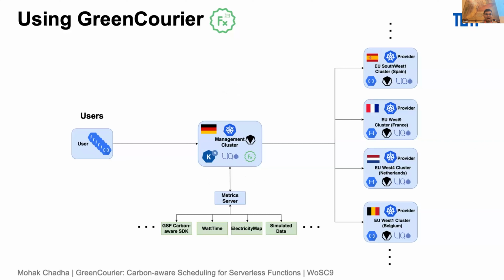So after obtaining the carbon efficiency scores, our scheduler assigns the function pod to the geographically located cluster with the highest current carbon score or efficiency. And finally, after completion of the binding cycle, the function can then be easily invoked by the user.